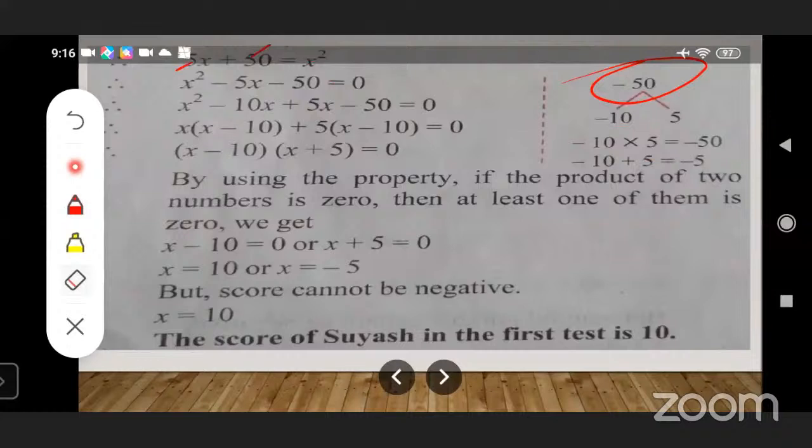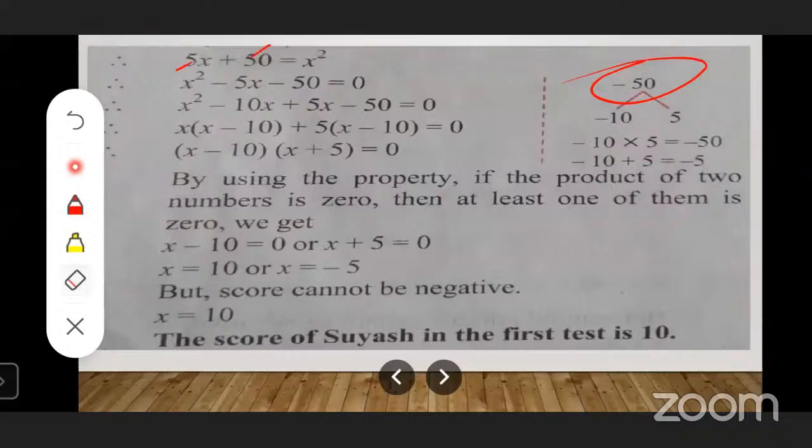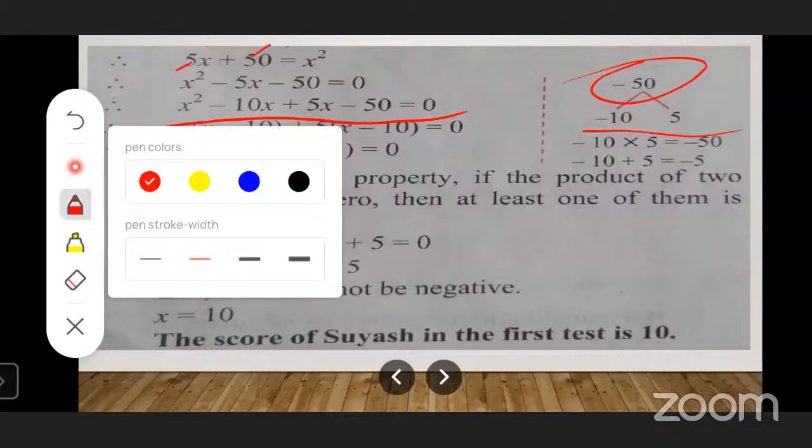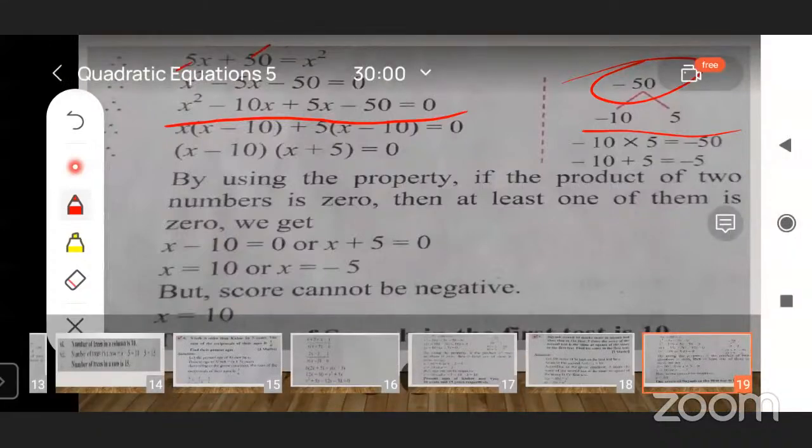These are the perfect factors because I'm getting the middle term and also the last term. So I can use these factors for rearranging. Let us take these factors for further simplification. So x square minus 10x plus 5x minus 50 is equal to 0. Now, what will be our next step?